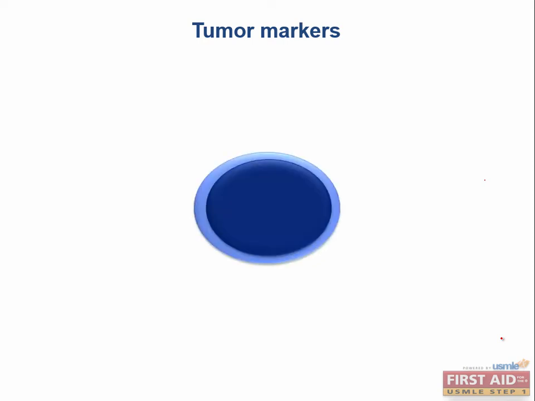So now a brief word about tumor markers. Here's a cancer cell. Tumor markers are proteins either on the surface, like receptors on these cancer cells that are unique to them, or products that are released from the cancer cells.